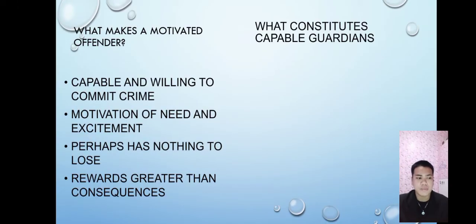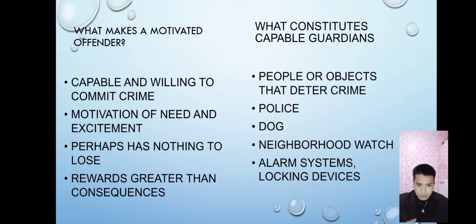What makes a motivated offender? Capable and willing to commit a crime. Motivation of need and excitement. Perhaps has nothing to lose. Rewards greater than consequences.